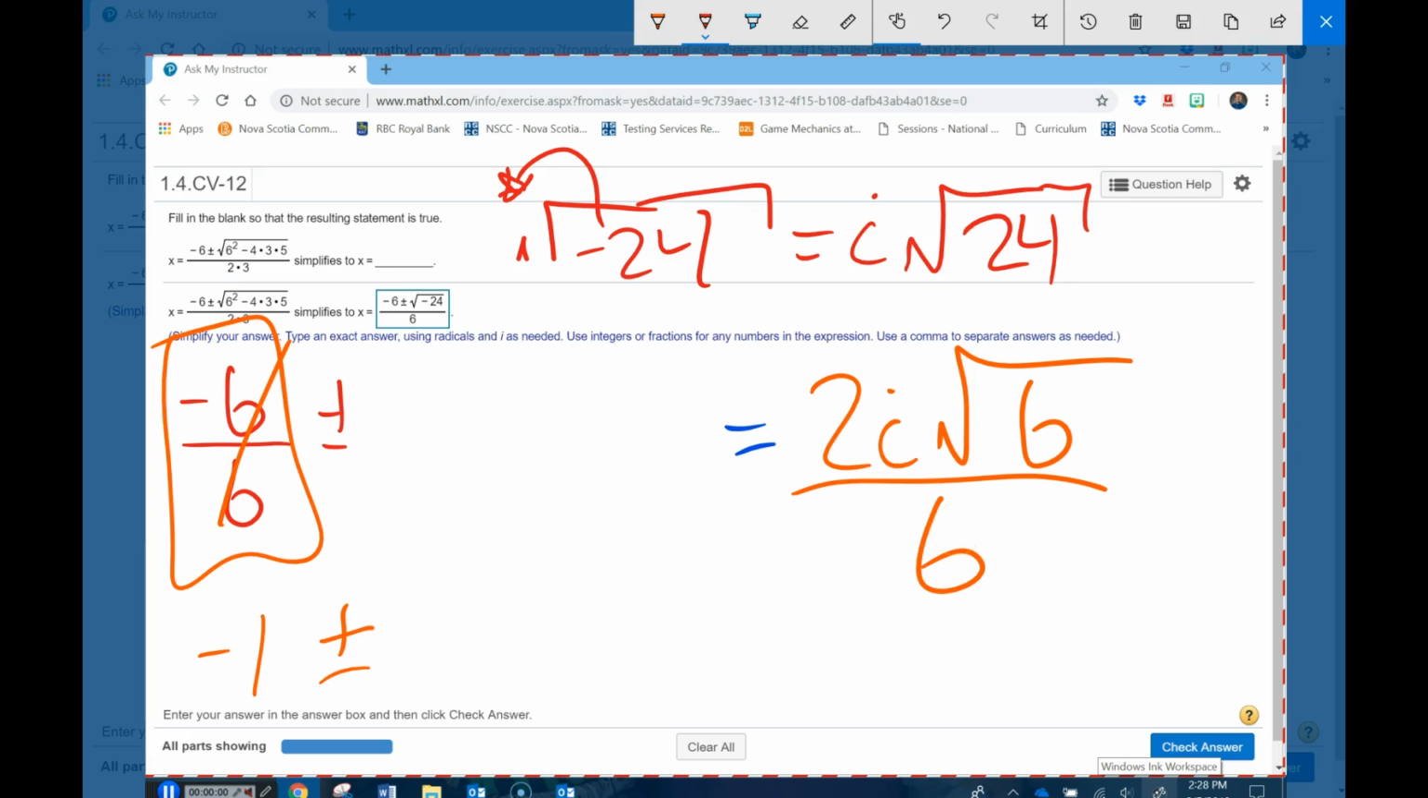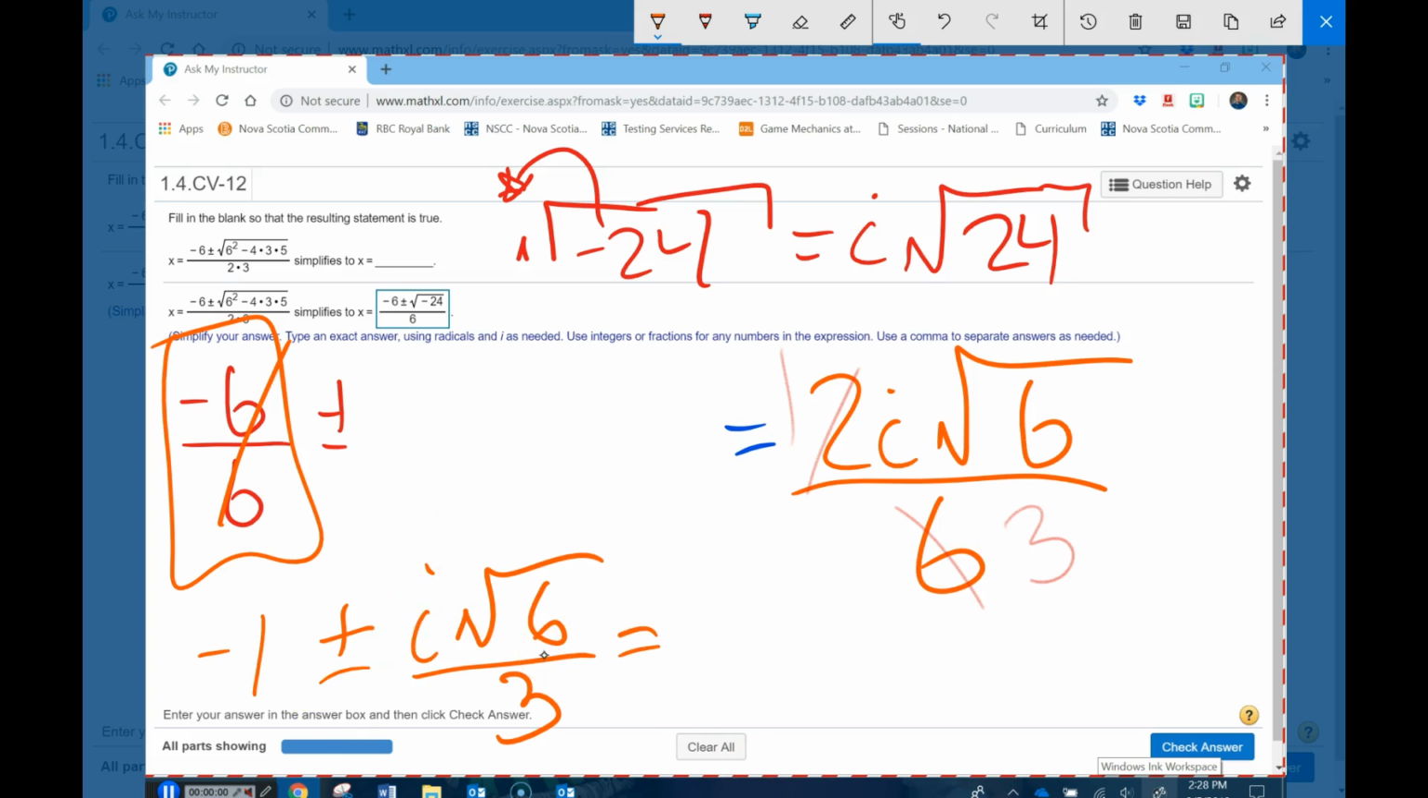So we'll divide top and bottom by 2. 2 divided by 2 is 1. 6 divided by 2 is 3. So our final little part here is going to be i root 6 over 3. Okay, we don't put the 1 because that's not cool. We'll just leave it like that.